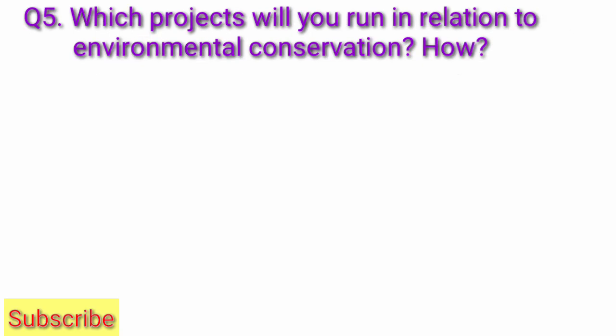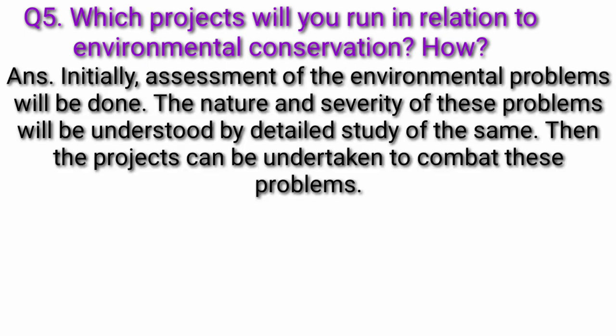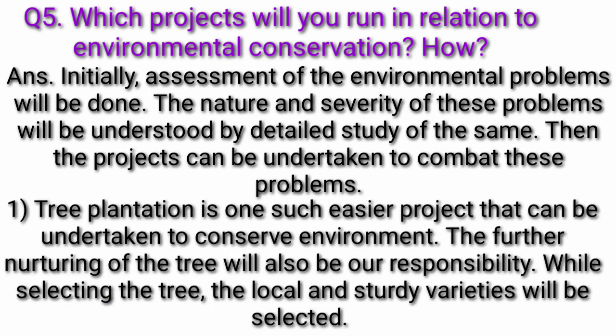Question 5. Which projects will you run in relation to environmental conservation? How? Answer: initially, assessment of the environmental problems will be done. The nature and severity of these problems will be understood by detailed study of the same. Then projects can be undertaken to combat these problems. First, tree plantation is one such easier project that can be undertaken to conserve the environment. The further nurturing of the trees will also be our responsibility.